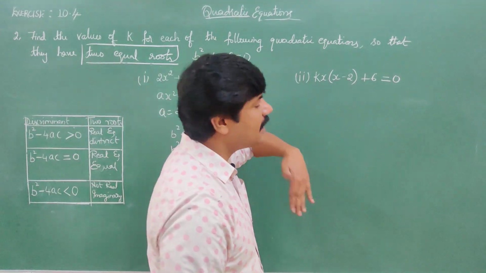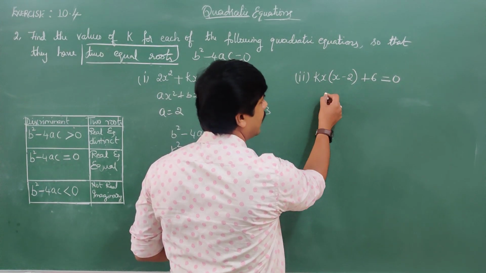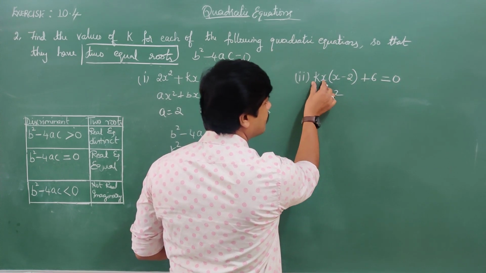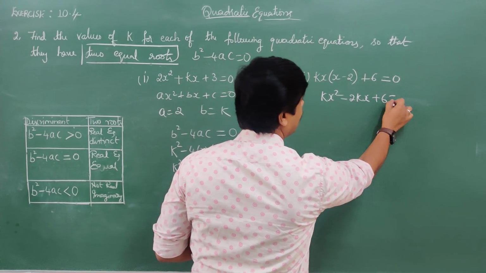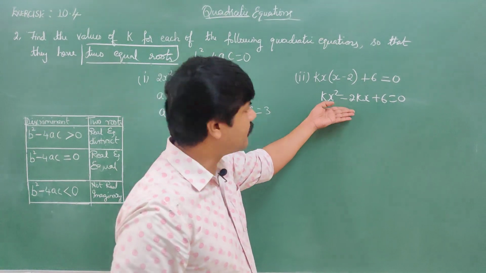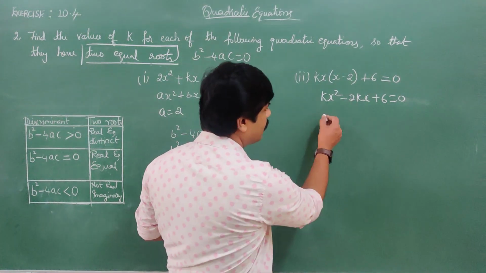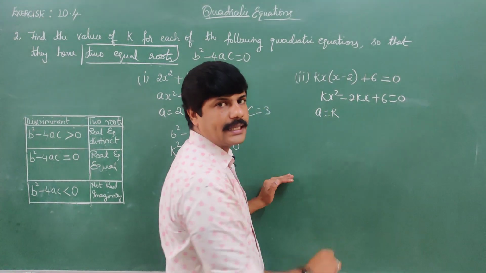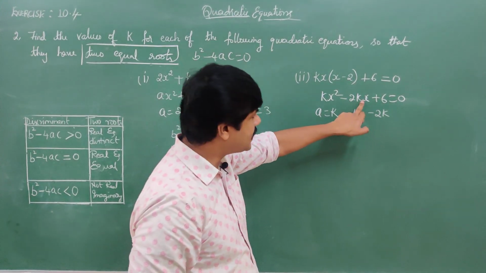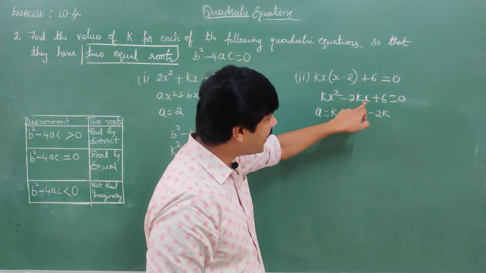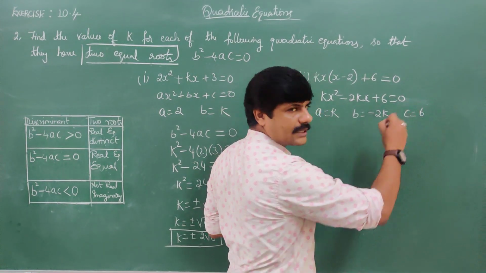So we're directly substituting, so we have to bring it into quadratic equation form. What is that? Multiply kx with k, that becomes kx square, and kx with minus 2, that is minus 2kx, plus 6 equals 0. After multiplying, we have got the quadratic equation form written in order, that is ax square plus bx plus c. So if you compare, you will come to know that in place of a, k is there. In place of b, minus 2k is there. The coefficient of x is minus 2k. The coefficient of x is nothing but b. So b is minus 2k, and c is equal to 6.